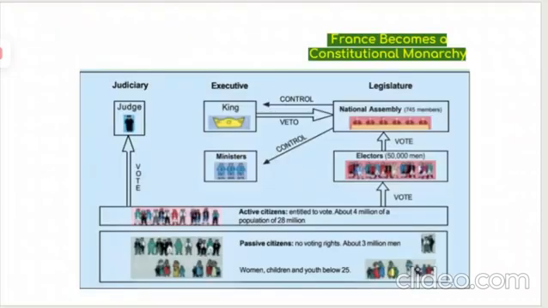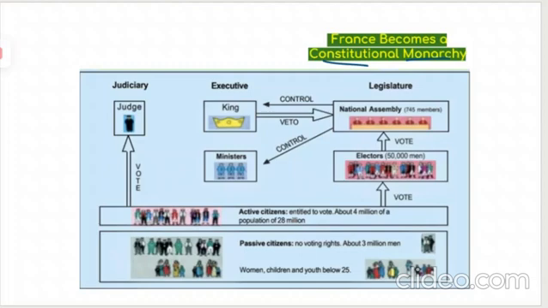Now what happened is that France became a constitutional monarchy. Now understand this word, constitutional monarchy. What does that mean? Previously it was a monarchy. Now the king was also there, but the king Louis XVI would work based upon the constitution. The constitution is what the National Assembly made, right? Based on that only they would do.